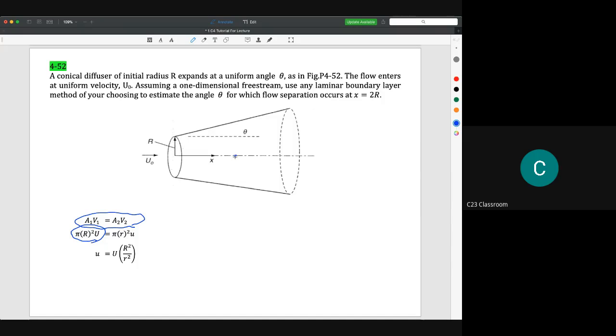So we just use the cross-sectional area, pi small r square, because we assume that the small r here is the variable value of the radius, and the small u here is the velocity that occurs at a certain location of x. The small u means the velocity keeps changing. The capital U means the value is constant. Then we could rearrange into these terms: small u is equal to capital U R square over small r square.